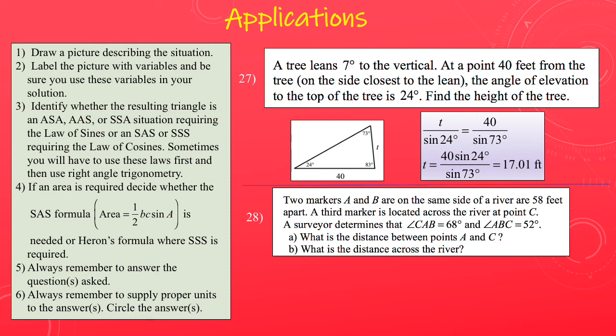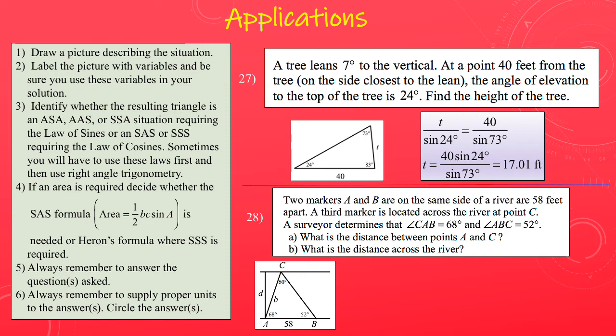In 28, we are told that we have two markers, A and B, on the same side of a river that are 58 feet apart. We have a third marker located across the river at some point C. A surveyor determines that angle CAB equals 68 degrees and angle ABC is equal to 52 degrees. We need to know two things: the distance between point A and point C, and also the distance across the river.